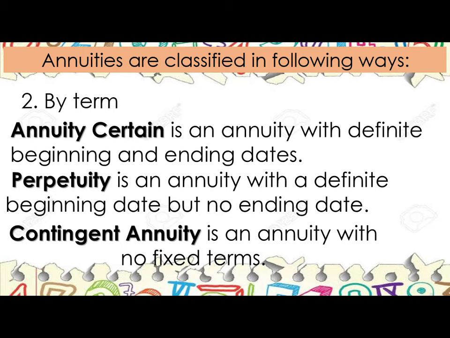While when we say perpetuity, it is the opposite of the first type of annuity classification. You also have a definite beginning date, but there's no ending date. When we say perpetuity, it continues. So perpetuity is an annuity with a definite beginning date but no ending date.